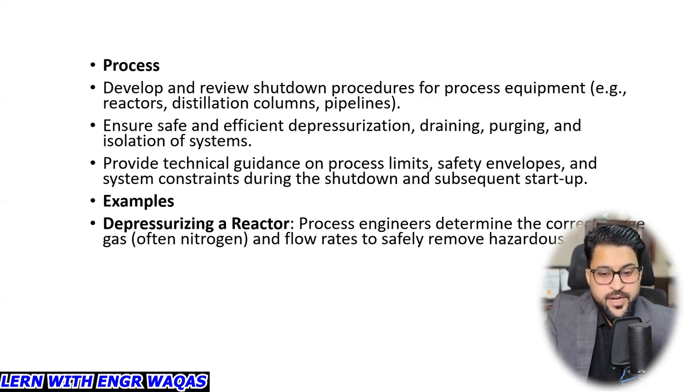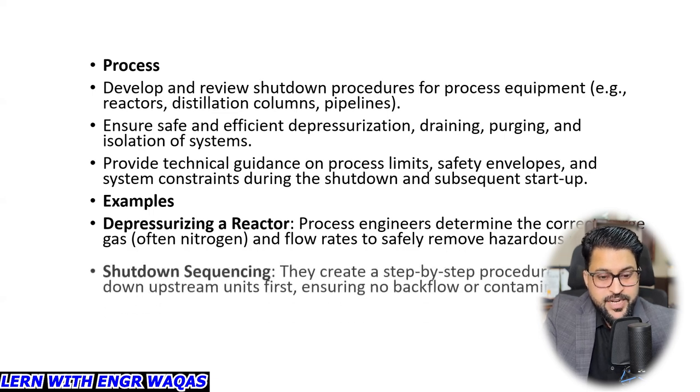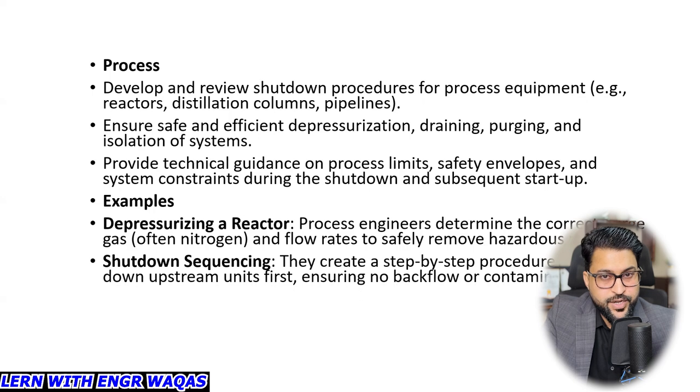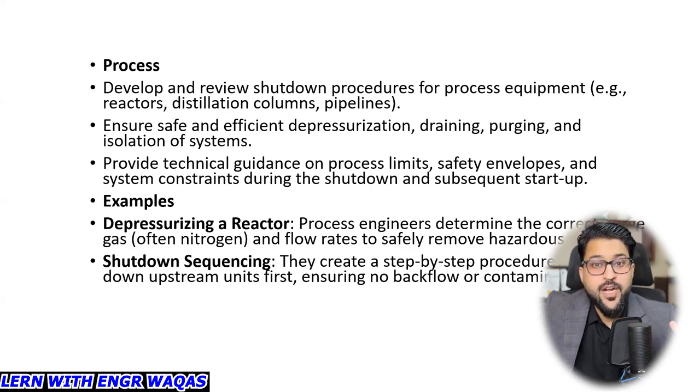That is why process engineers determine the correct purge and flow rates. Then the shutdown sequence: they help you understand which equipment needs to be shut down first, and then the next one, and what kind of utilities are available in which time window, which time slot. These are important things you need to discuss with your process team.